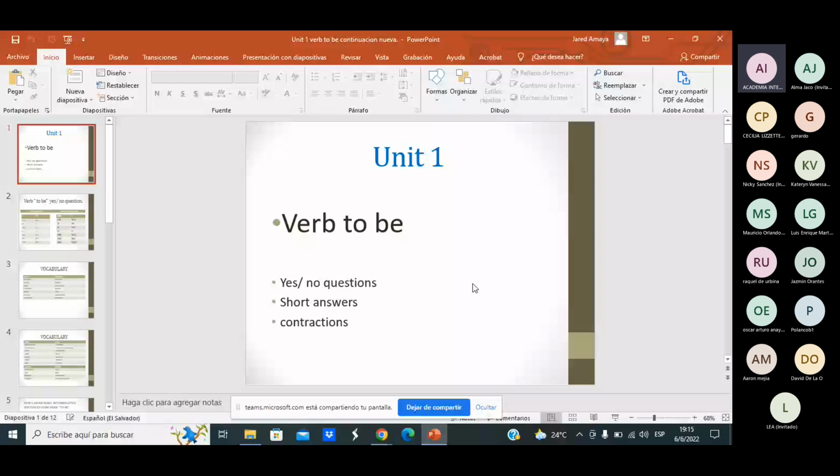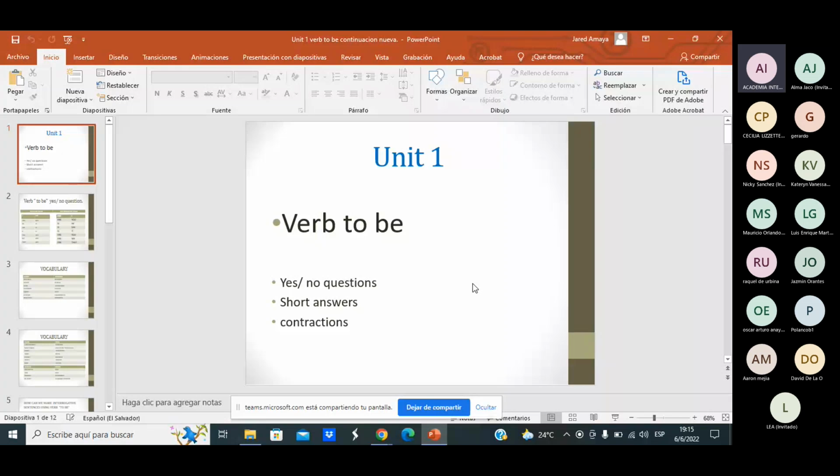The verb to be, okay, this topic is in unit one, okay? So in the first class on Friday, I remember that we were talking about this topic, the verb to be, but the difference will be that today we are going to talk about how to make interrogative sentences.